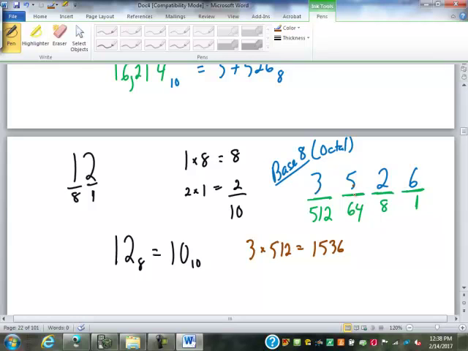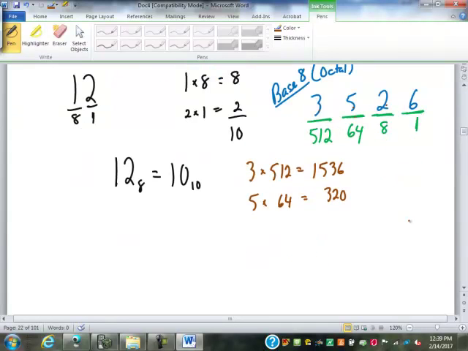The 5 is in the 64 place, so each of those is worth 64. So that's 5 times 64, which is 320. The 2 is in the 8's place, so each of those is worth 8. So that's 2 times 8 is 16. And then 6 is in the 1's place, so that's still just 6 times 1, or 6.